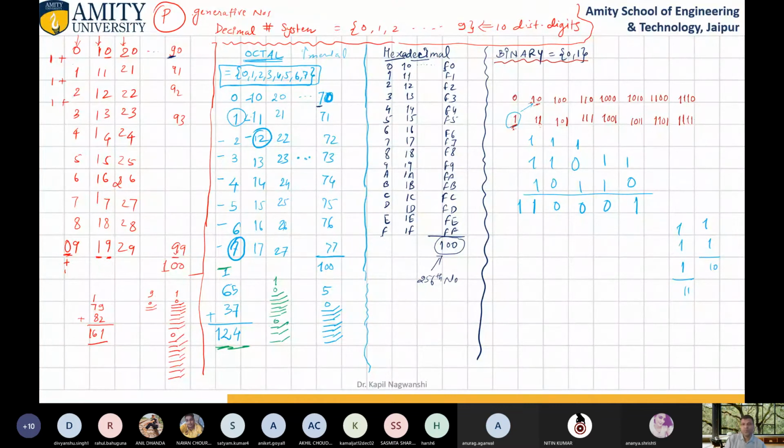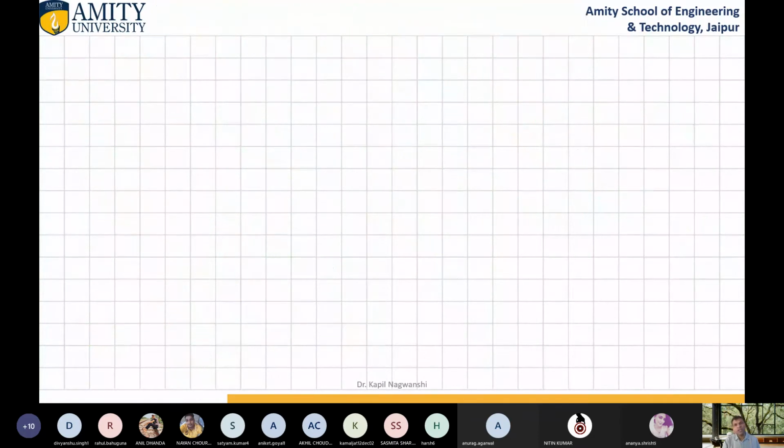So let us move ahead about number system. Okay. So I am giving you one formula. Fine. And that formula is, let me show you the formula. I am giving you a formula.